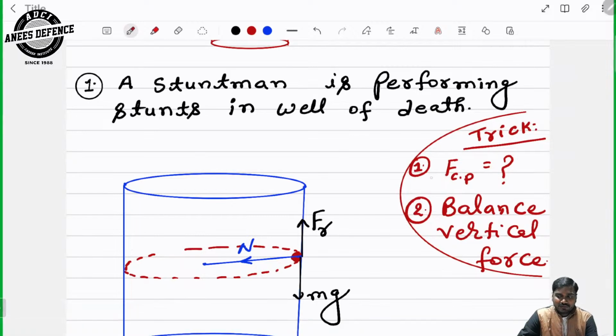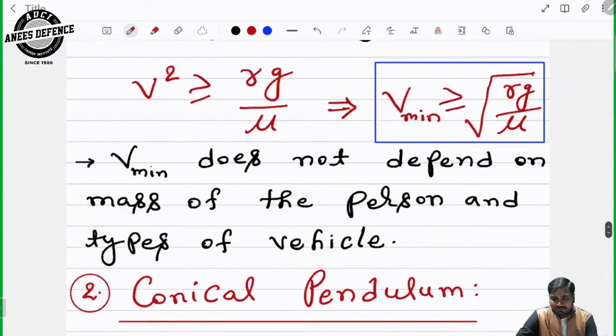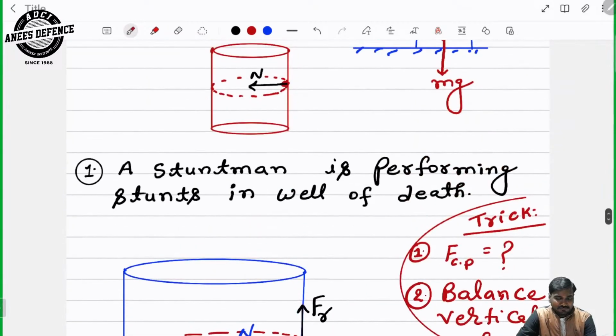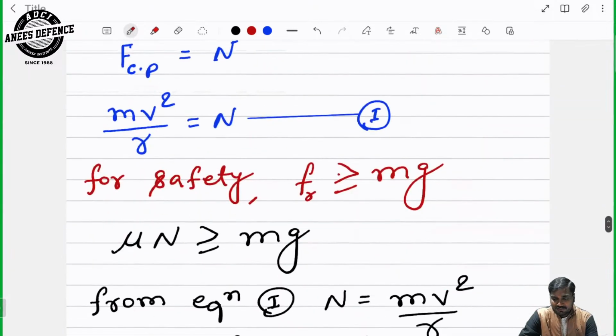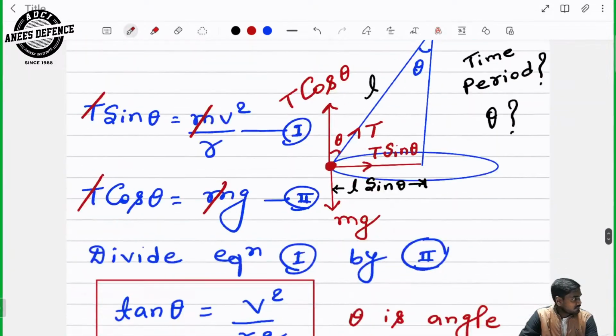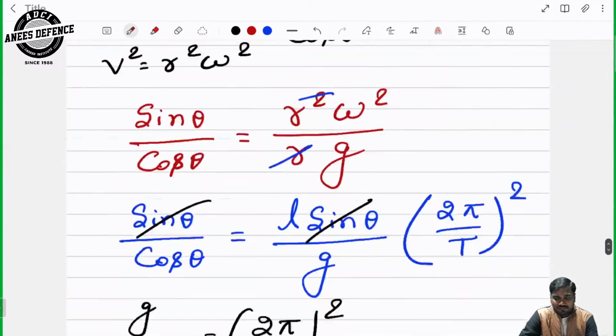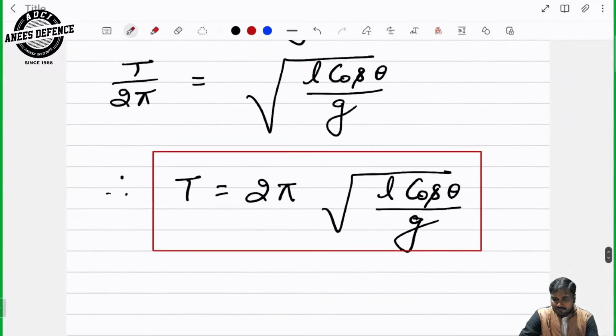Trick. First is what? Find centripetal force, right? And second one, balance vertical force. Okay. We have learned two applications. First one, a person is performing a stunt in the well of death. And what about the second application? Conical pendulum. That is an application of centripetal force, right?